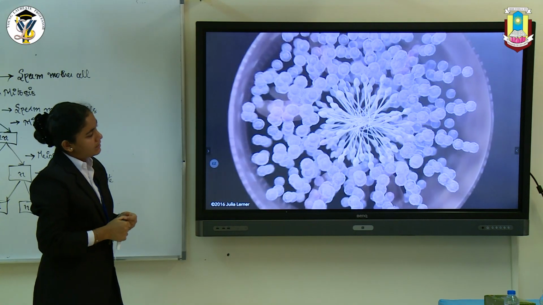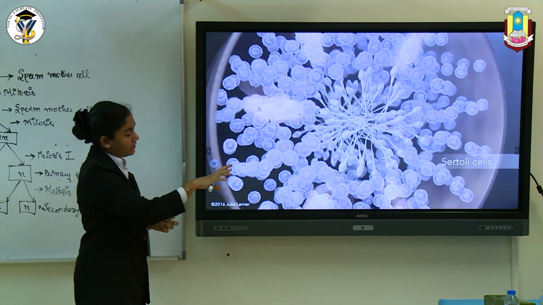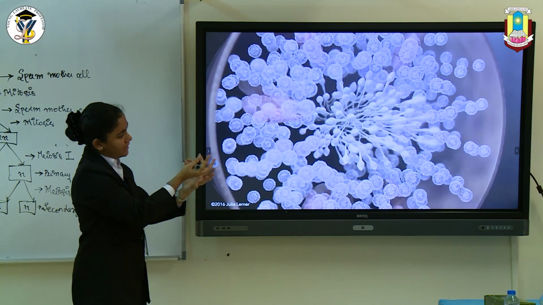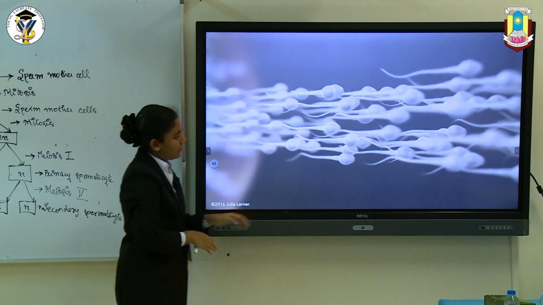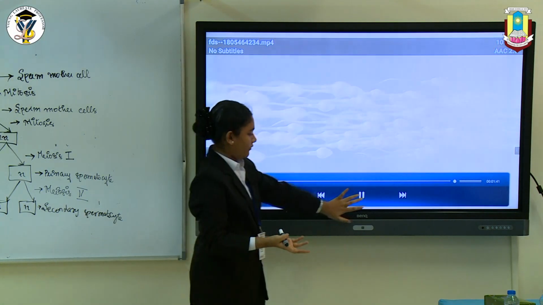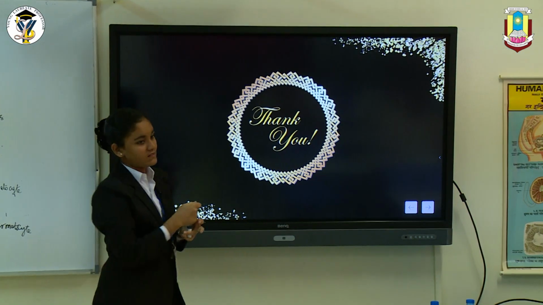After these cells are matured, they obtain nutrition from the Sertoli cells, and after that they remove their head from the Sertoli cells and move into the lumen, and they come out of the male body. So yeah, that's it.